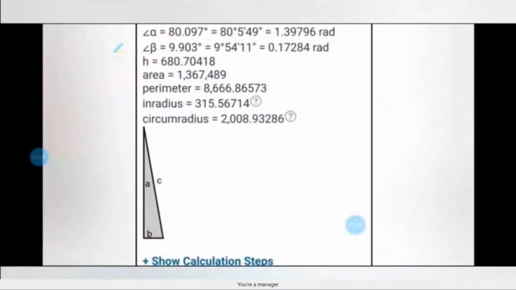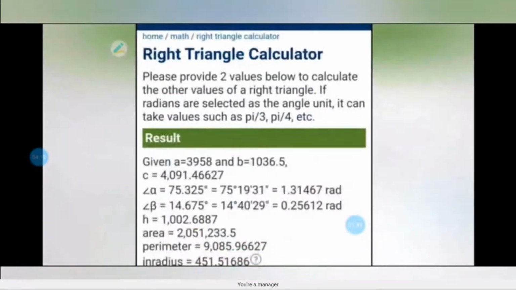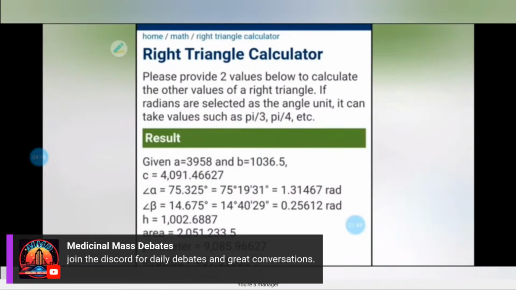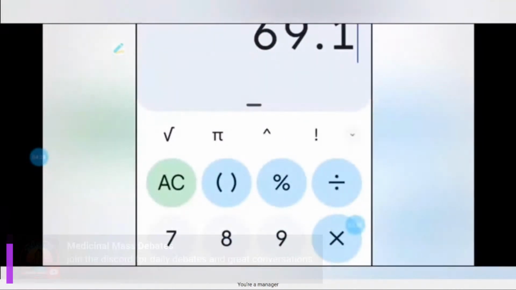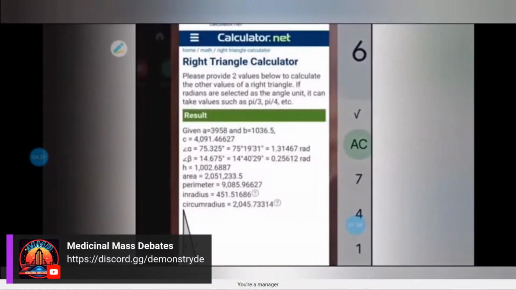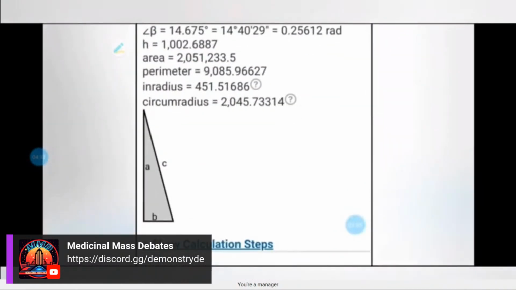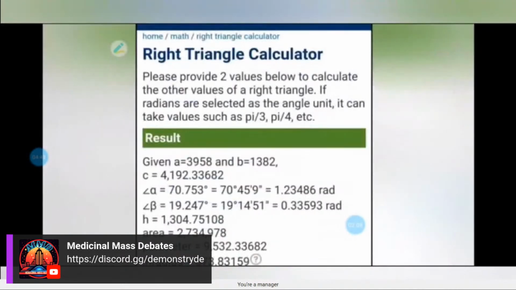That's 1,036.5 miles. And we put in 1,036.5 miles. Let's see what we get for 75 degrees. What do you know? Coincidence? So let's try 20 degrees. 69.1 times 20 is 1,382. So we're going to put that in the triangle calculator. We put in 1,382, and calculate, and 20 degrees. Must be a coincidence.